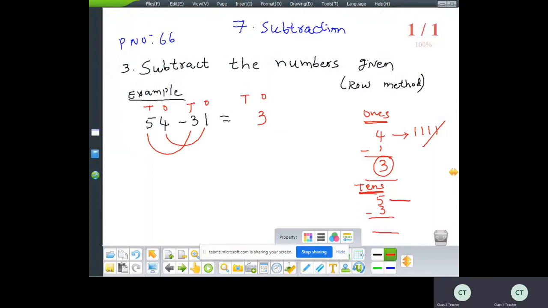5 minus 3. Draw 5 lines. 1, 2, 3, 4, 5. From the 5 lines, we remove only 3 lines, or we cut 3 lines. 1, 2, 3. After cutting 3 lines from 5 lines, the remaining lines are 2. 5 minus 3 is equal to 2. This answer belongs to the 10's place. 54 minus 31 is equal to 23. This is the example question.